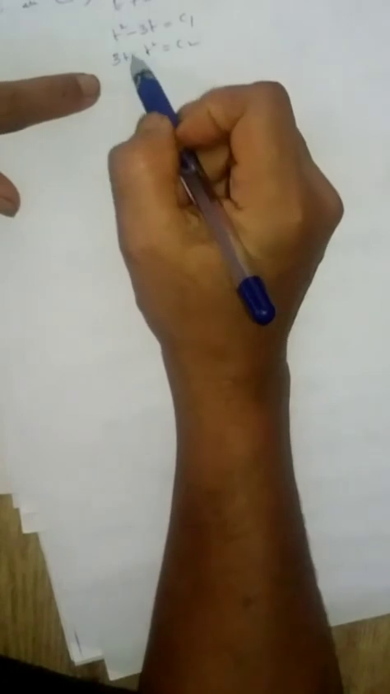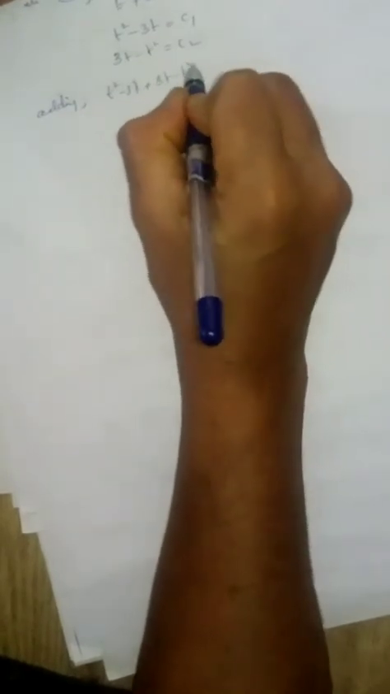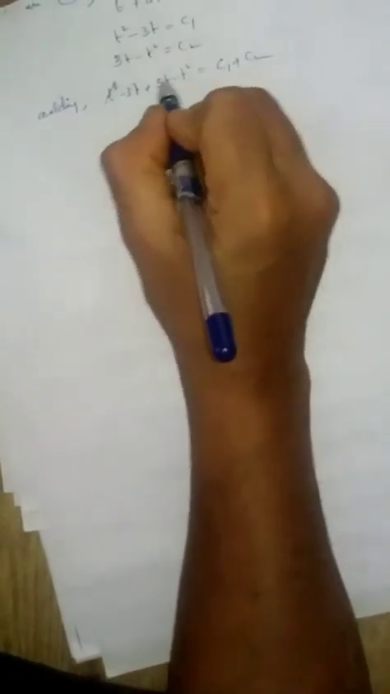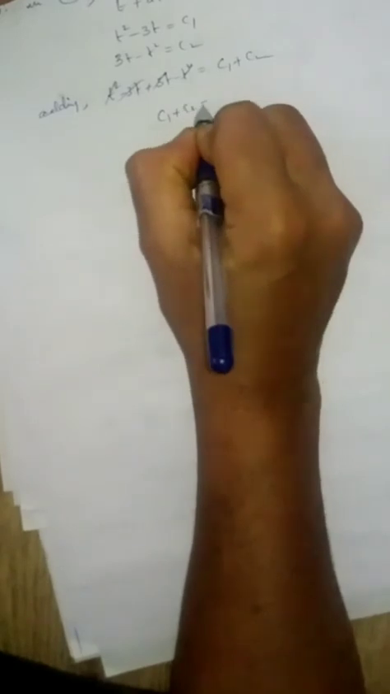Now for eliminating t between these two equations, this is equal and opposite, so by adding, we can eliminate t. So adding, we have t square minus 3t plus 3t minus t square equal to c1 plus c2. So cancelling all, we have c1 plus c2 equal to c2. So this is the equation that we obtained by eliminating t.